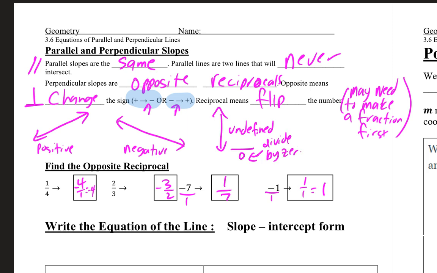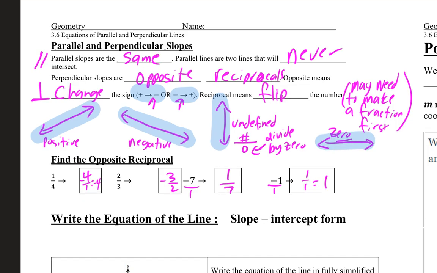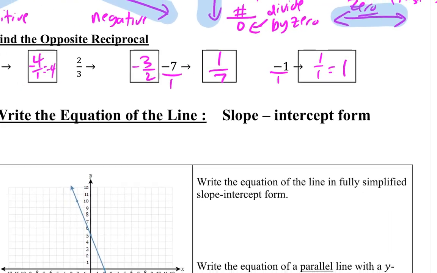You can't divide by 0, so that gives us an undefined error. If we have some sort of number right here and we're dividing by 0, that's going to be undefined. And then we have this kind of slope, which is 0 slope. So we have those 4 slopes: positive, negative, undefined, and 0. Okay, so let's talk about writing the equation of a line.